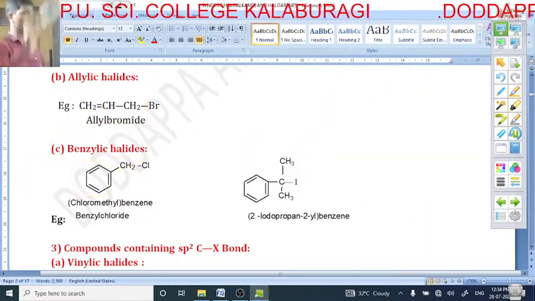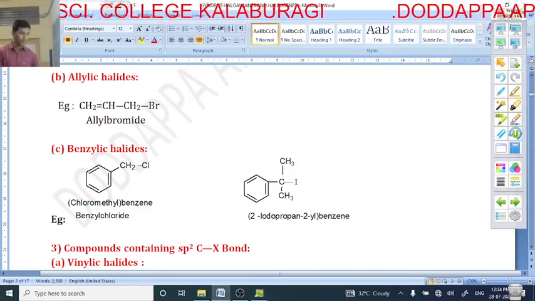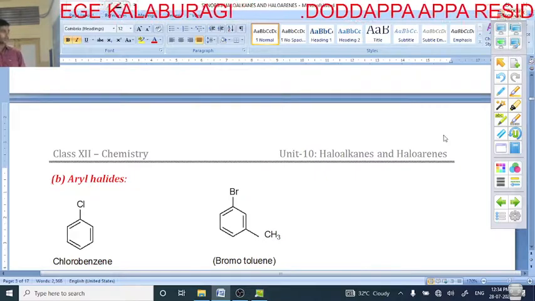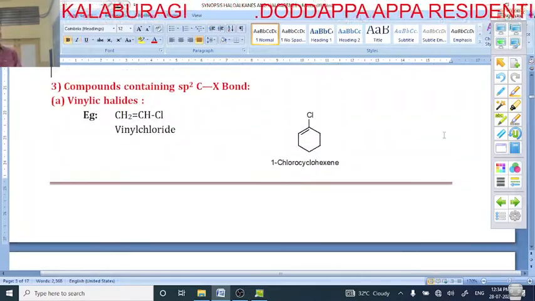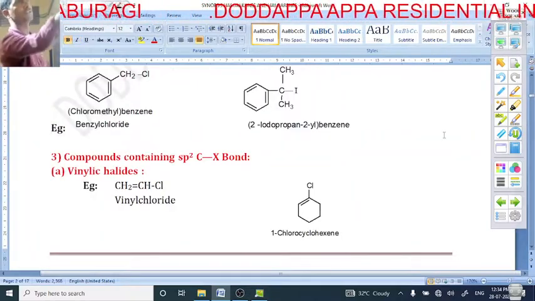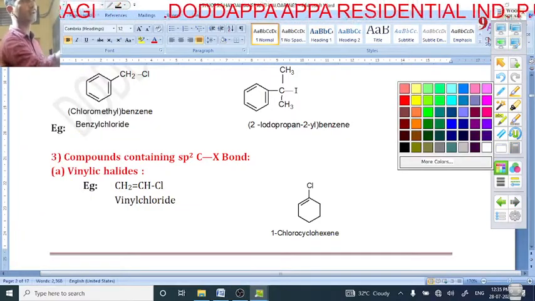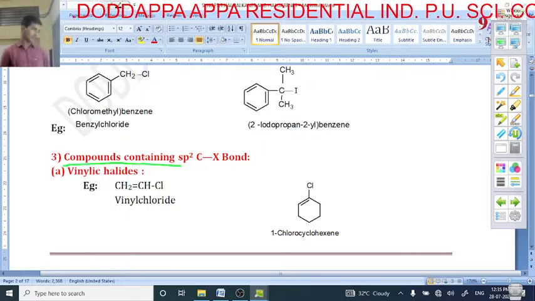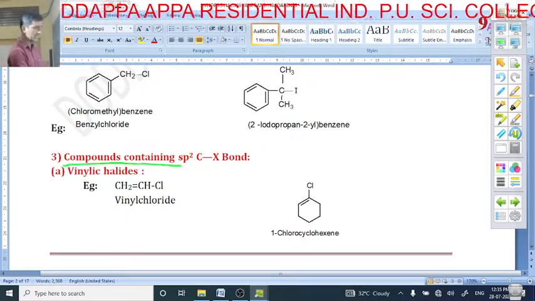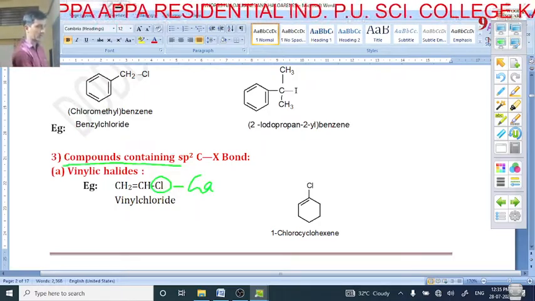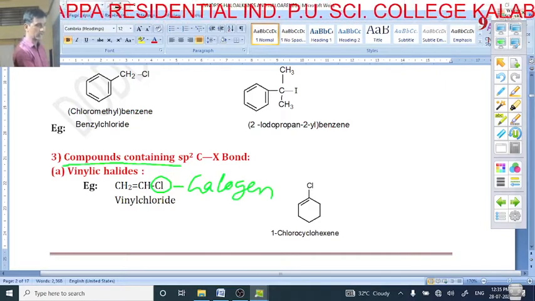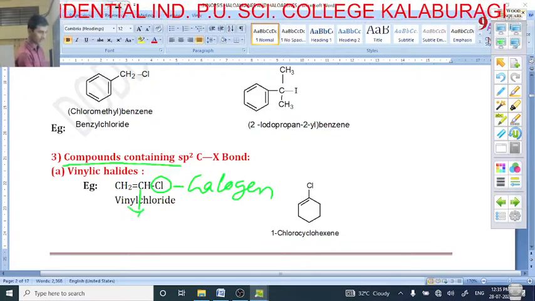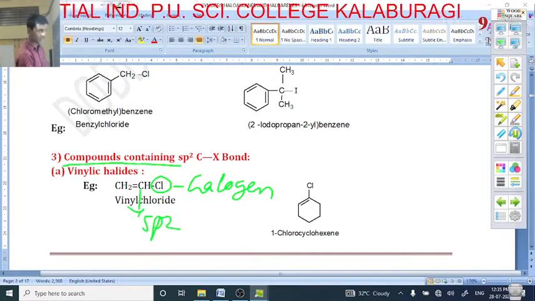The next classification is the compound containing sp2 carbon. Okay, my dear students, this is the compound containing sp2 carbon. Here this is Cl. Cl is called what? Halogen. The halogen is attached to what? It is attached to an sp2 carbon.